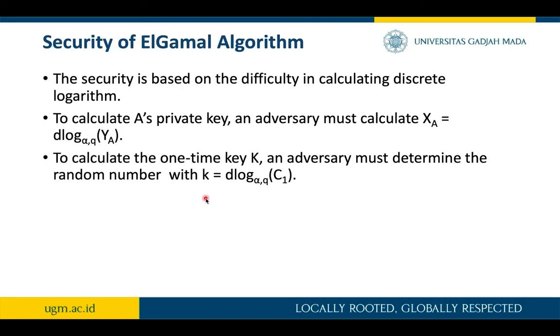The security here is based on the difficulty of calculating the discrete logarithm of YA. To calculate Alice's private key, an adversary must calculate XA. To calculate the one-time key K, an adversary must determine the random number k, which is again a discrete logarithm of C1.